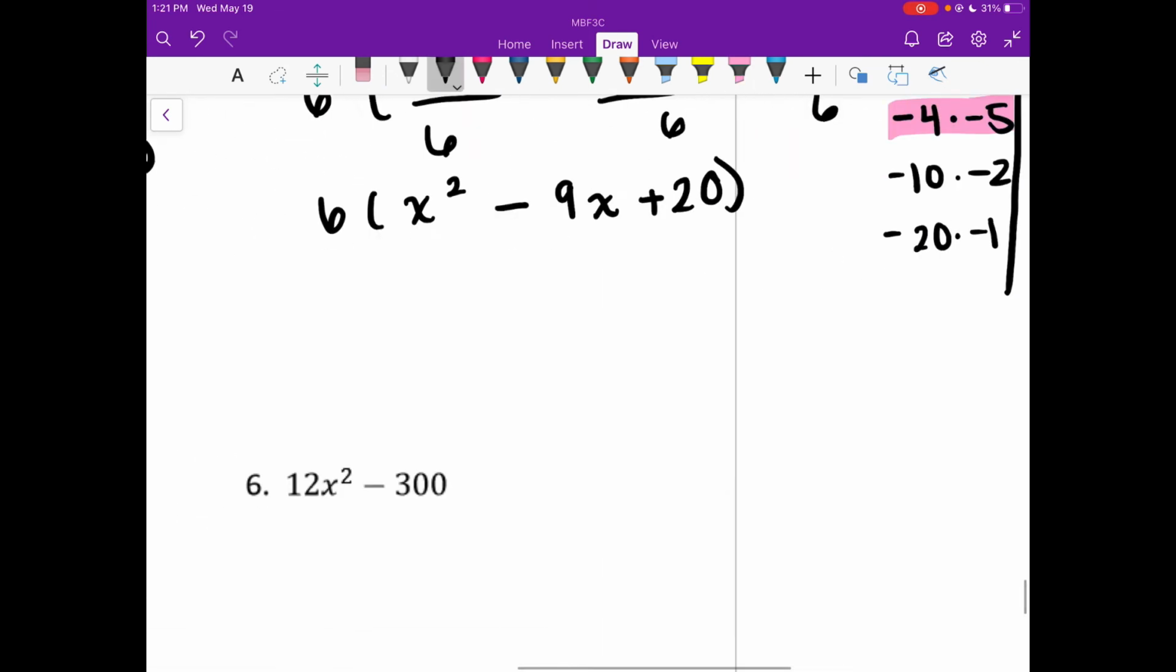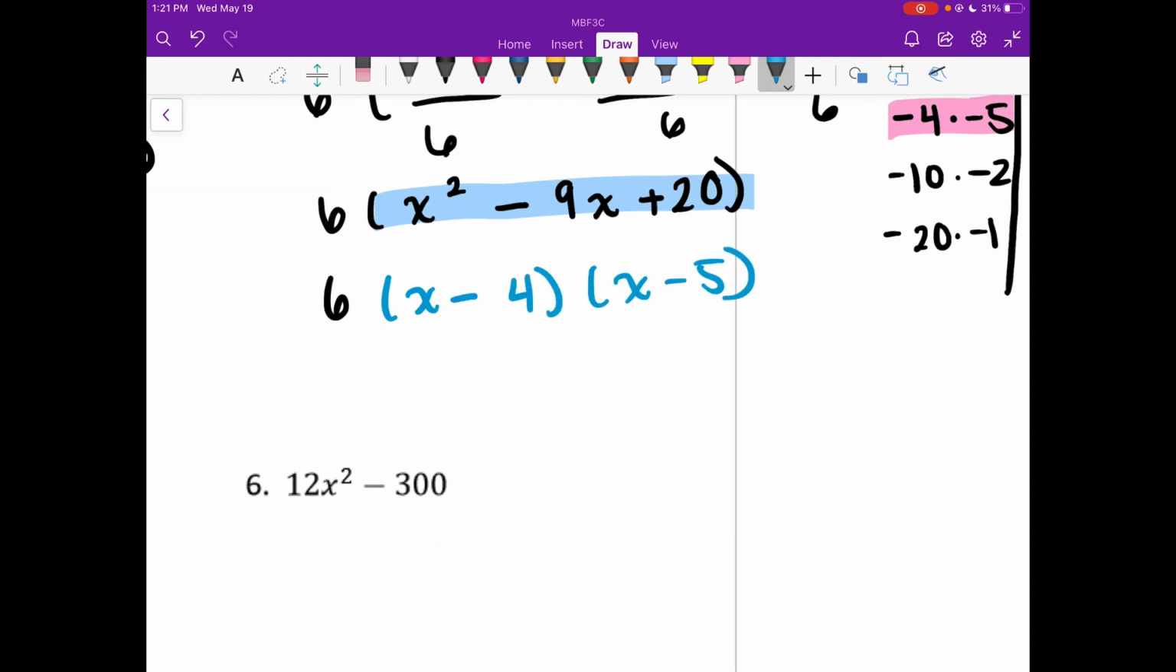So then it's going to be 6, which we leave on the outside. And then we're just dealing with this inside bracket. I'm going to change that to x minus 4, x minus 5. And that's going to be my final answer.